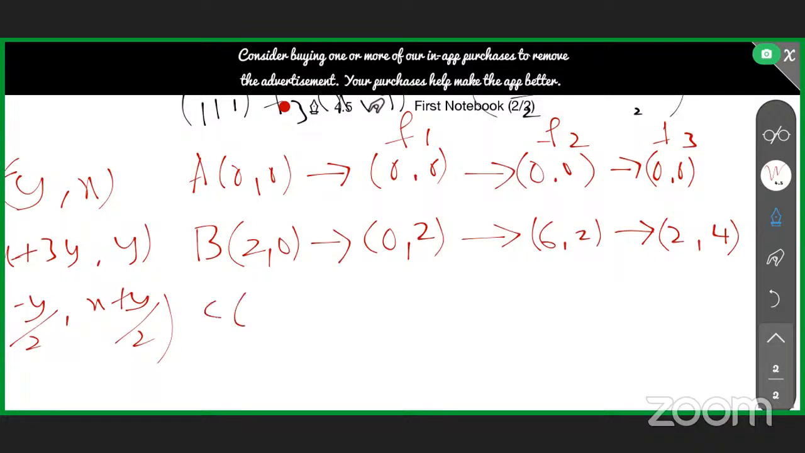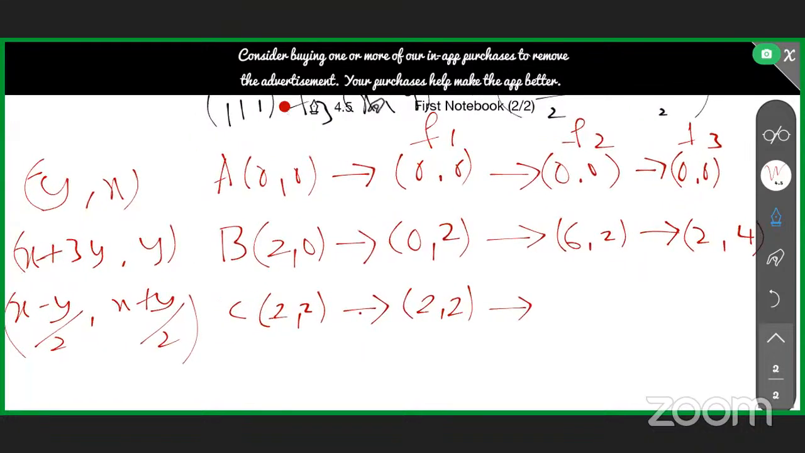Now what is C? C is (2, 2). The first transformation gives (2, 2). Now x plus 3y: 2 plus 6 is equal to 8, so (8, 2). Now this is getting transformed into ((x minus y) by 2, (x plus y) by 2). 8 minus 2 by 2 is equal to 6 by 2, which is 3. And 8 plus 2 is 10, by 2 is 5. So this is (3, 5).